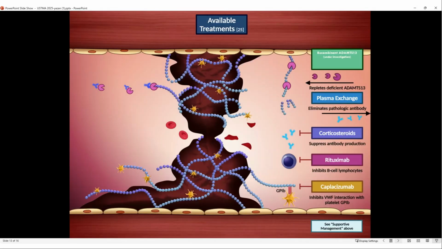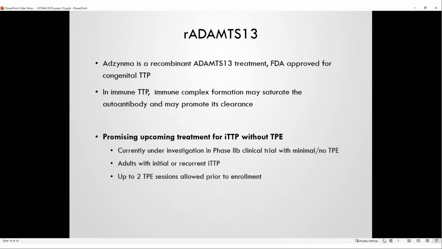Now, in addition to caplacizumab, so going back to my earlier diagram, there is interest in using different approaches, such as recombinant ADAMTS13, which is approved for congenital TTP. And recombinant ADAMTS13 is of interest in immune TTP because it is postulated that it can lead to immune complex formation that may saturate the autoantibody, and by doing so, promote the clearance of the autoantibody, and then replete the ADAMTS13 that is deficient, and by so treat the disease.